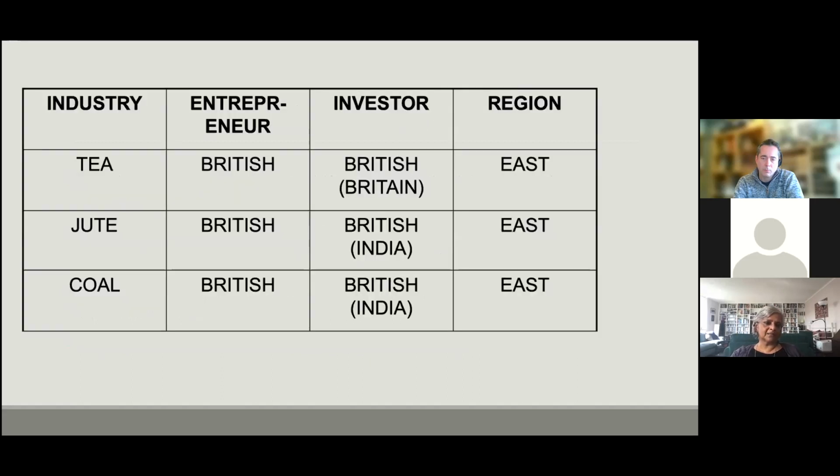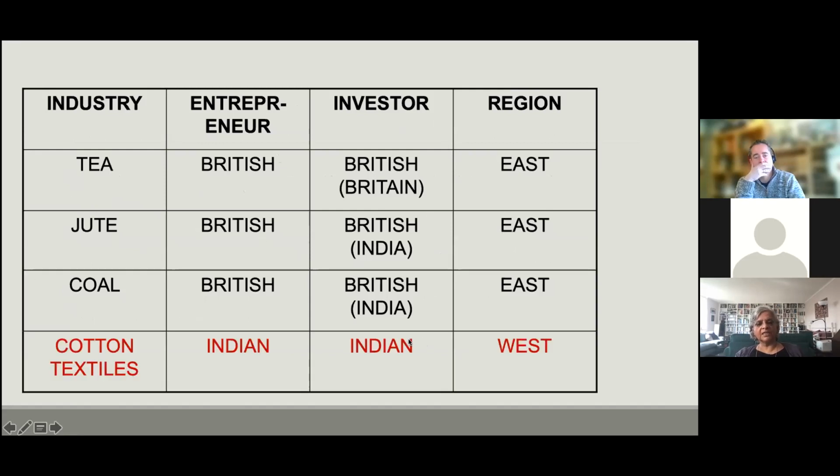So you could well ask, was there a stock market or not? And I'm going to show you in a minute that there was a stock market, but even there, the community network was important. So this is what the structure of the industrial sector looked like. In the tea industry, the entrepreneurs were British, the investors were British, and this was in the East. In jute, it was a similar story. In coal, again, it was a similar story. All these were catered to the export sector, or in the case of coal, to the railways.